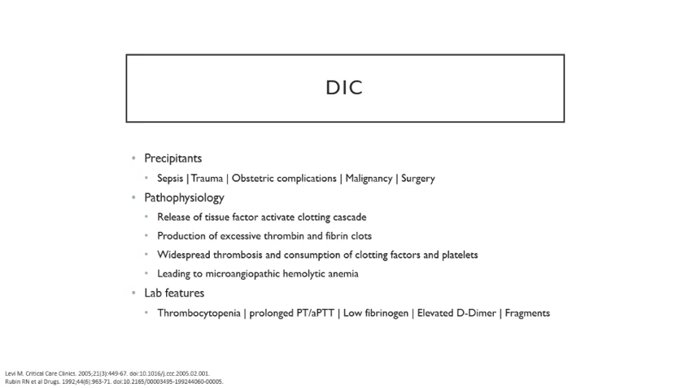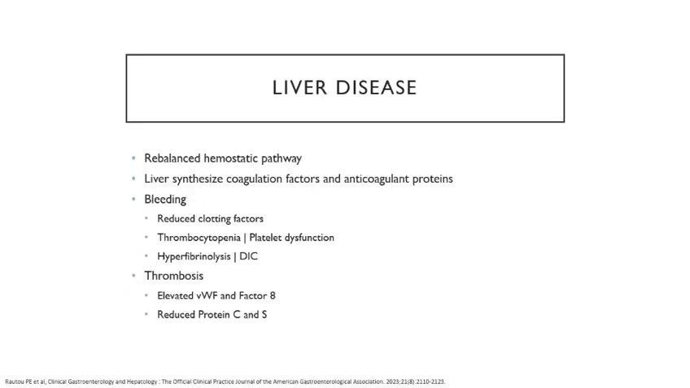Another such condition will be in patients with liver disease. There's a rebalance of the hemostatic pathway. The liver synthesizes both coagulation and anticoagulant proteins. Thus, there can be both bleeding as well as thrombotic tendencies.